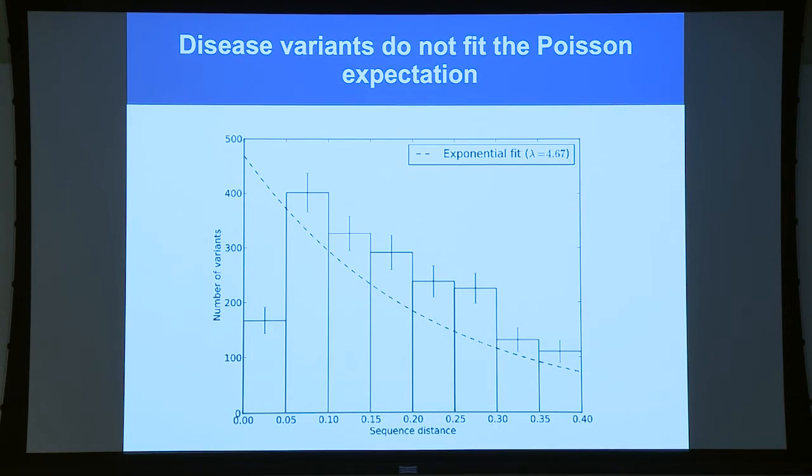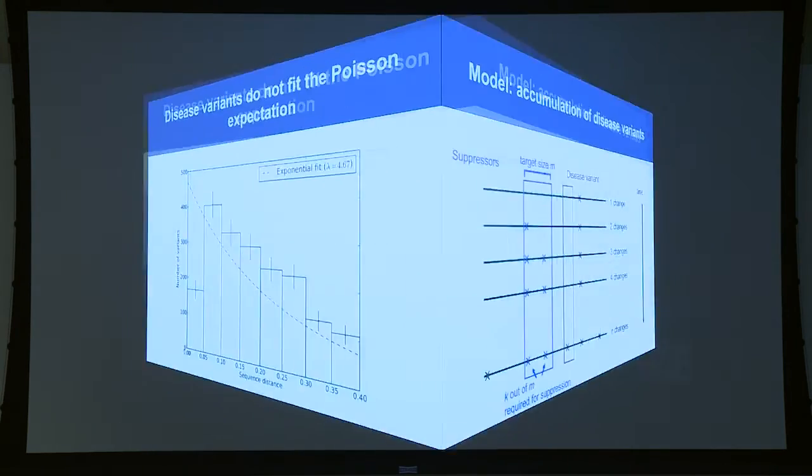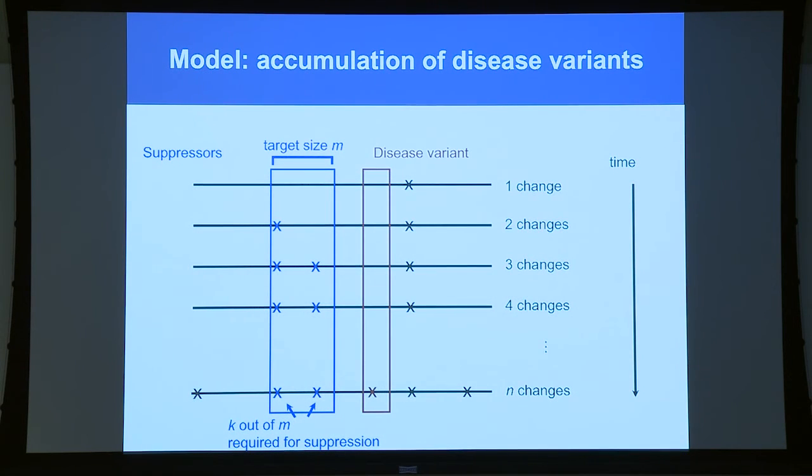You do the same plot, it doesn't fit. It's a different plot. Then what may happen? Potentially there are many other changes in the sequence of the same protein or other proteins, and let's call it parameter K, which have to happen out of target of M, and you can fit the model of convolution of these processes, right?